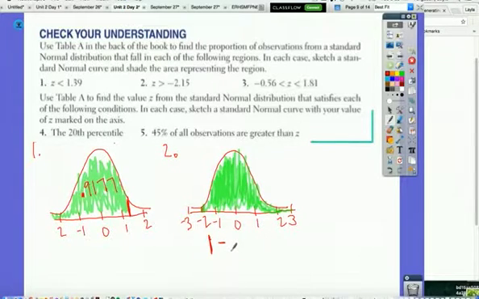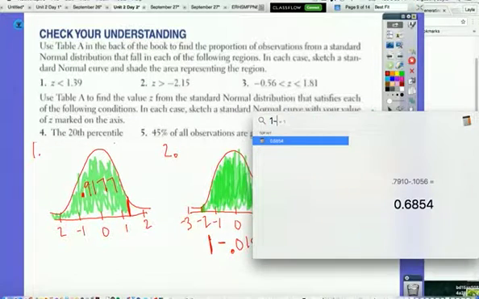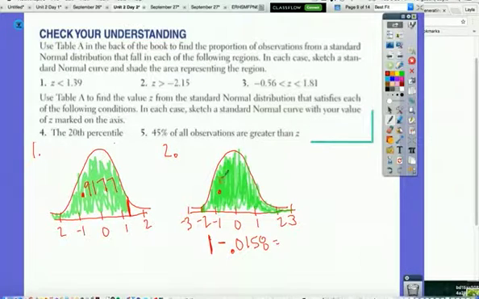So you're going to say 1 minus 0.0158. So whenever you do that, 1 minus 0.0158, you get 0.9842. So this area is 0.9842.